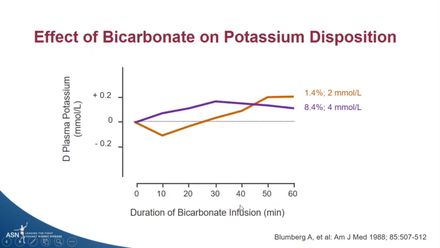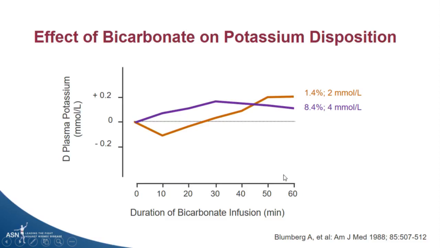Bicarbonate has an independent effect on potassium distribution, stimulating potassium uptake into cells, but this is a slow process, which is why bicarbonate is not effective for the acute management of hyperkalemia, as illustrated in this study by Blumberg et al.